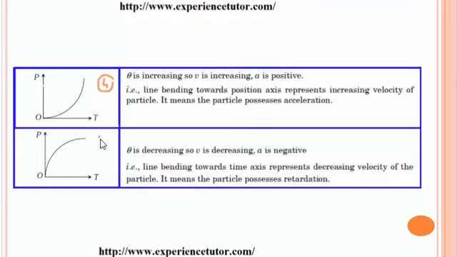In the next scenario, we can see theta is decreasing, so velocity v is decreasing and acceleration a is negative. That is, a line bending towards the time axis represents decreasing velocity of the particle. It means the particle possesses retardation.